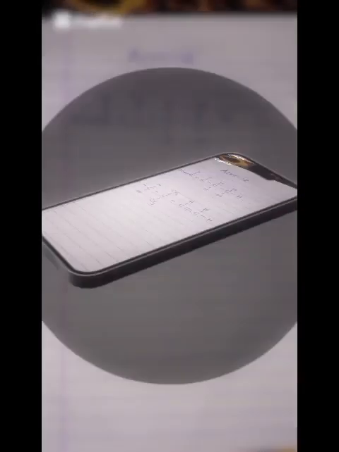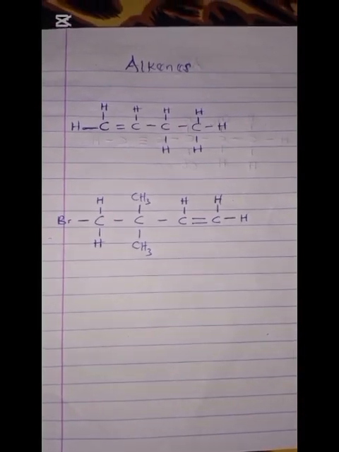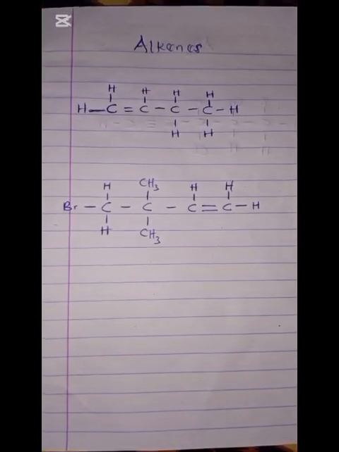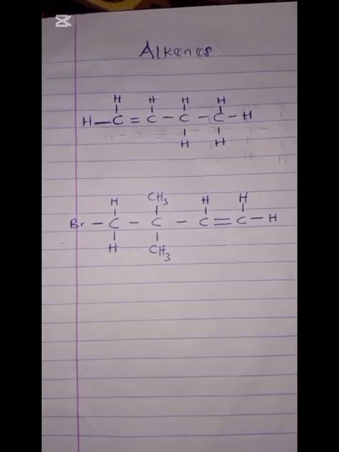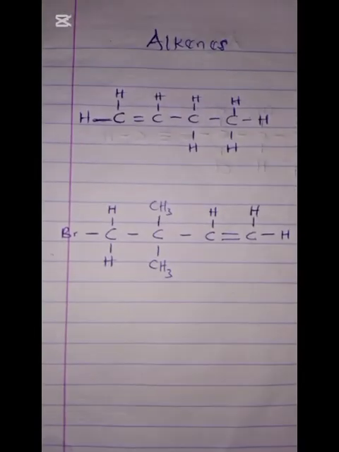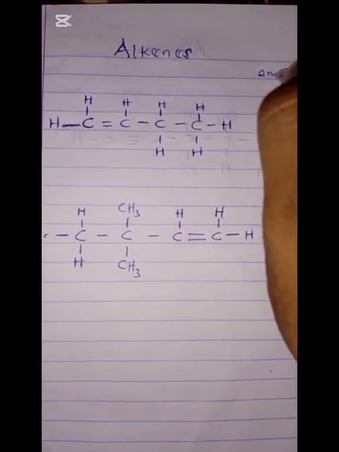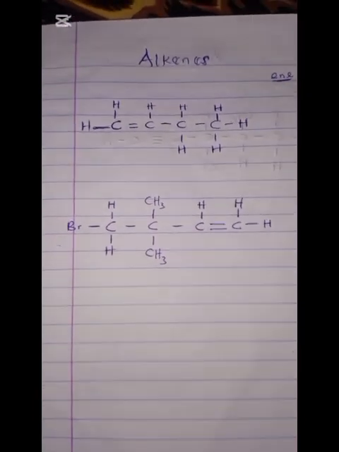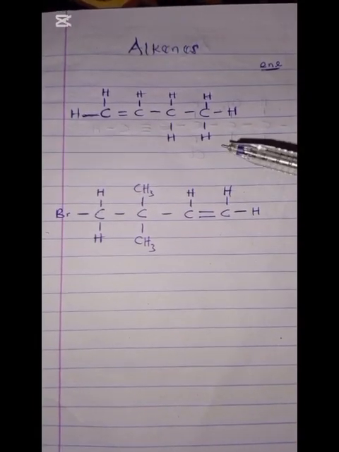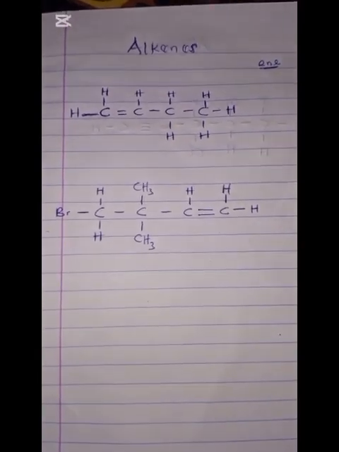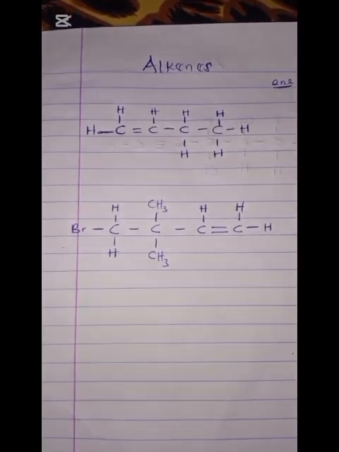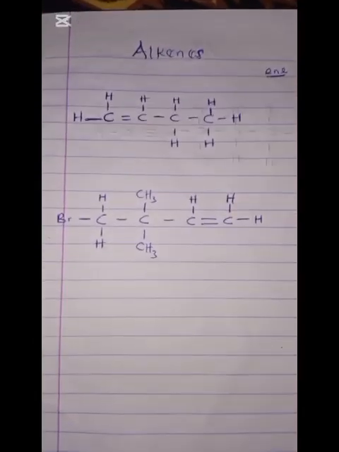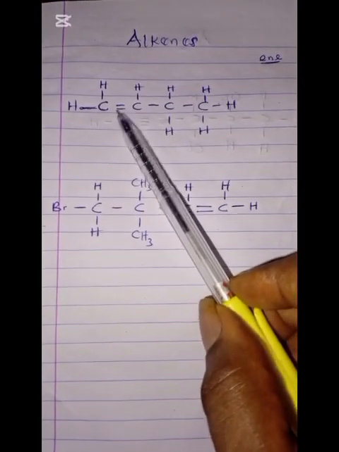Now let's consider the alkenes. Remember that alkenes are characterized by double bonds. On that note, the suffix of the alkene's name will be ENE. Note that. The first thing you need to do when you come across an alkene compound is identify the longest carbon chain, after you must have identified the functional group. Remember, the functional group here is the double bond.